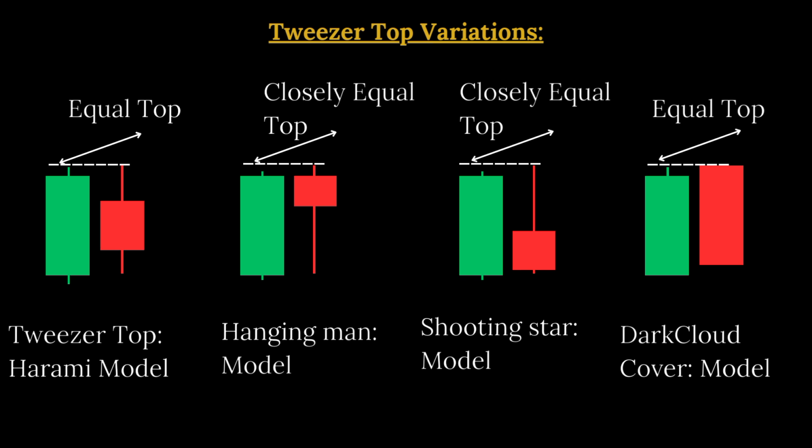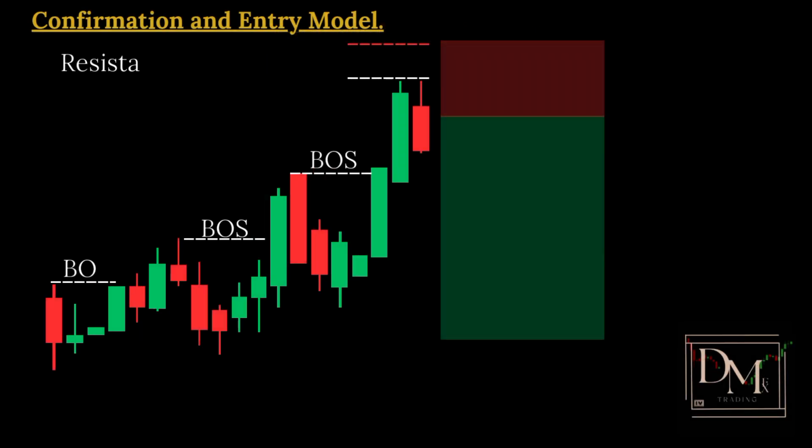A hanging man, showing selling pressure at the highs. A shooting star, signaling strong rejection of higher prices with a long upper wick. Or a dark cloud cover, demonstrating a bearish engulfing tendency as the second candle closes below the midpoint of the first, with each variation reinforcing the overall reversal potential when accompanied by resistance zones, volume spikes, or alignment with psychological and Fibonacci levels. And finally, confirmation and entry.